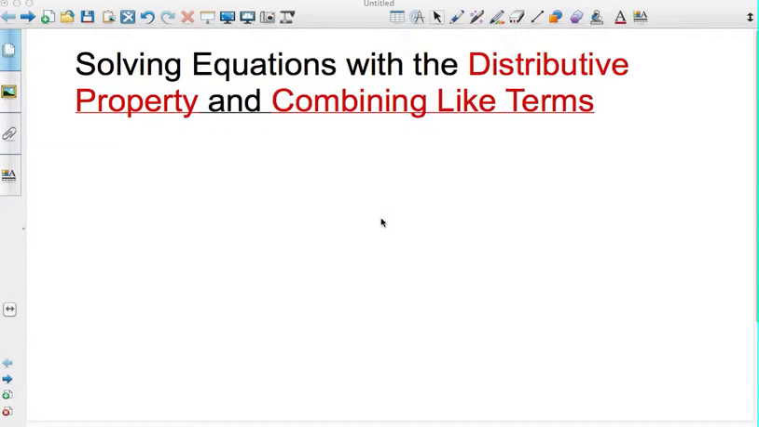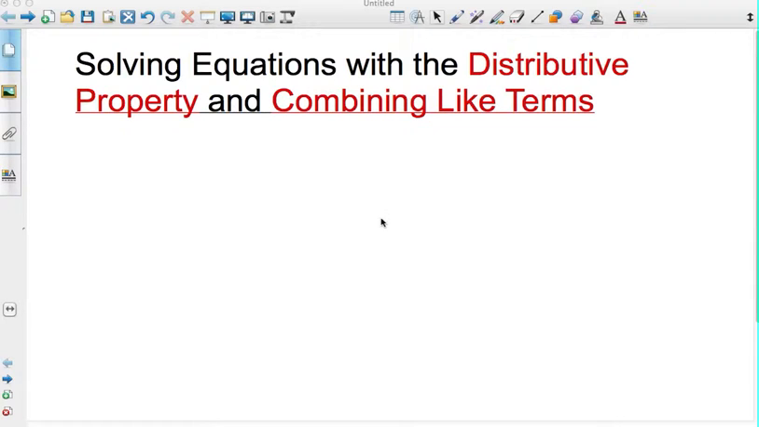Today is solving equations using the distributive property and combining like terms. If you haven't already, you should grab out your MJ because you're going to be following along with me. I'll give you a few seconds to grab that out and get yourself ready. Open up to a new page. You can label it just like I have on my title here.